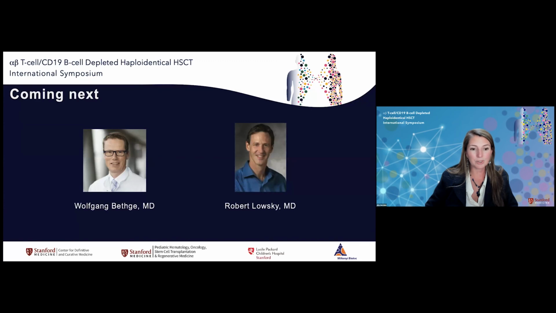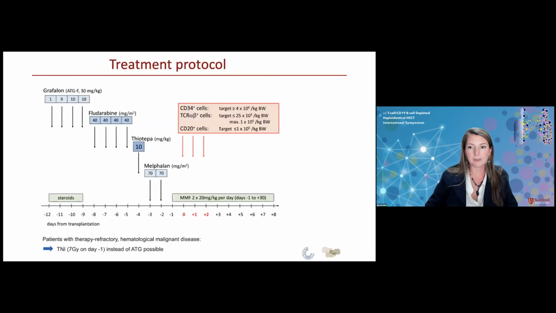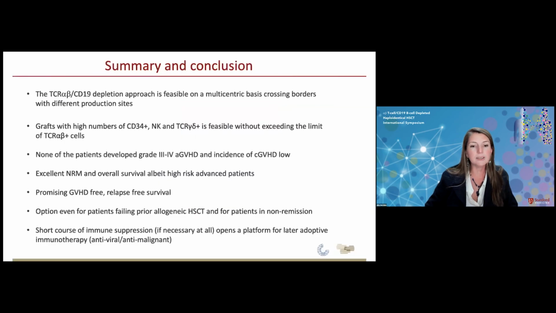And now we just heard Wolfgang Bethge and Robert Lowsky talking about their experience in adults from the study conducted in Germany: a reduced intensity backbone for adult patients with a very low number of alpha beta T cells in the graft and one short course, 30 days, of MMF after the stem cell infusion. It demonstrated that even in the adult setting, the alpha beta T cell depleted haplotransplant platform is safe, translates into a very low rate of both severe and chronic graft versus host disease, and promotes graft versus leukemia thanks to the effector cells that are adoptively transfused with the graft.